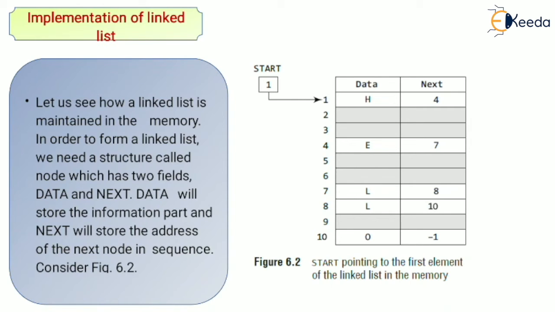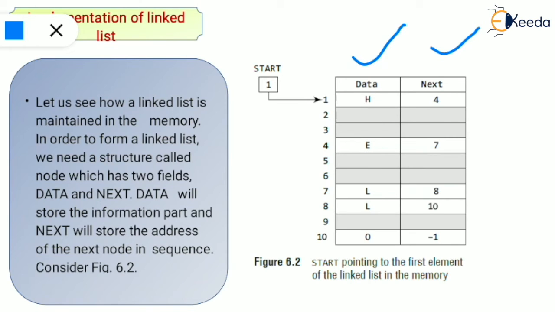In order to form a linked list, we need a structure called a node which has two fields. Now what are the two fields? These are two fields, data and next. Data will store the information part, and next will store the address of the next node in the sequence.